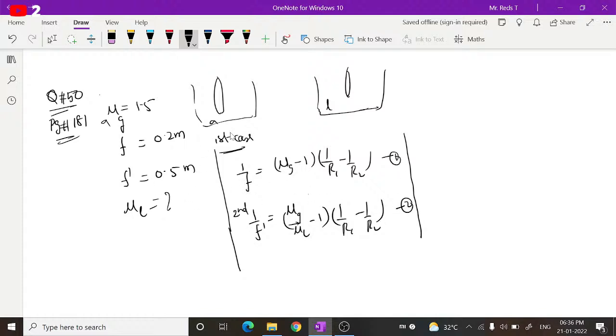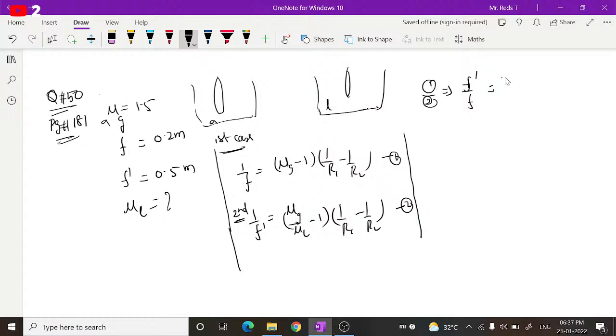We have been given focal lengths in both the cases, first case and second case, and the radii of curvature values are not given. Whenever you come across this kind of question, you have to divide the two equations, then it is easy to find out. So 1 divided by 2 gives 1 by f divided by 1 by f dash, so f dash by f is equal to mu g minus 1, directly also you can substitute the values. 1 by r1 minus 1 by r2 gets cancelled, so you get mu g minus 1 divided by this.